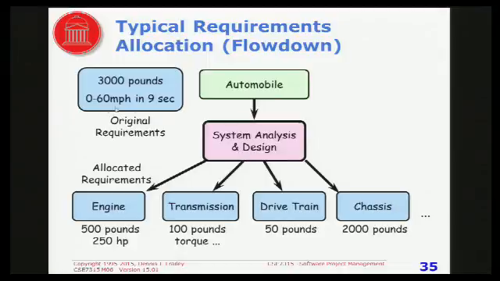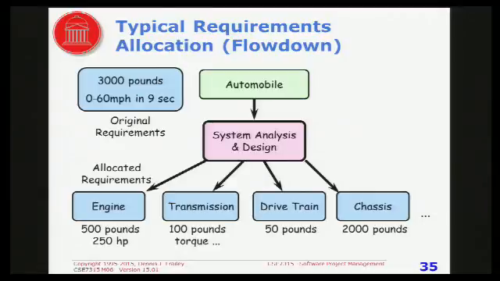For example, 0 to 60 in 9 seconds. Well, there's a design of an engine and a design of a vehicle process that goes on here that might translate into this is the horsepower needed on the engine, and this is the torque needed here, and this is something else needed here. And it's hard to directly relate these requirements here to this requirement here. There's a kind of a complex way of getting from one to the other. This is one of the reasons why requirements tracing is an important concept.